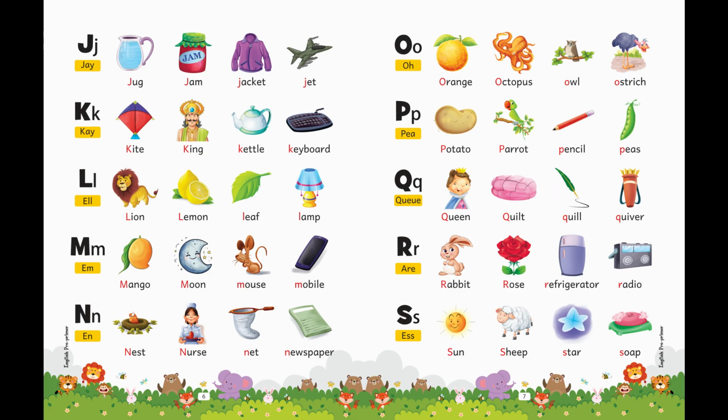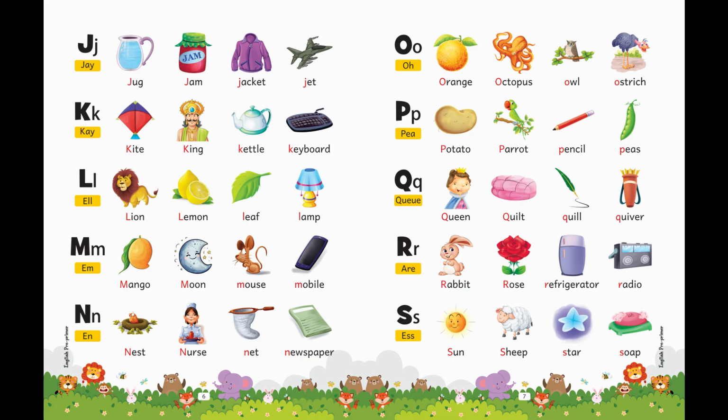J says J. J for jug, jam, jacket, and jet. K says K. K for kite, king, kettle, and keyboard. L says L. L for lion, lemon, leaf, and lamp. M says M. M for mango, moon, mouse, and mobile. N says N. N for nest, nurse, net, and newspaper.